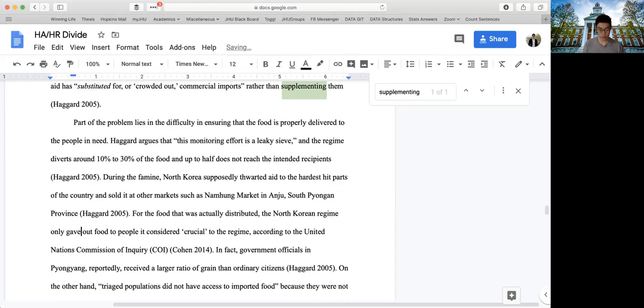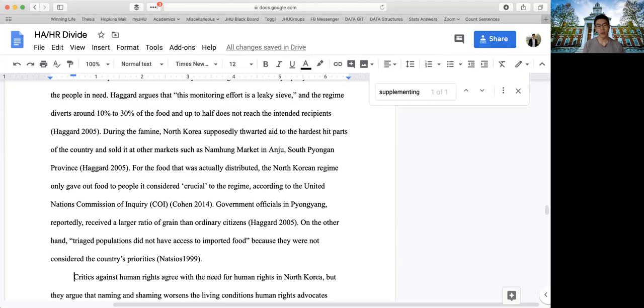Okay. For the food that was actually distributed. Oh, also I'm going to take out "in fact" because we don't know if it's in fact, although it's quite likely, but it just seems a little bit too harsh and strongly worded. So I'm just going to take that out. And then I'm going to put in a phrase of "in contrast" so that we know we're really shifting.